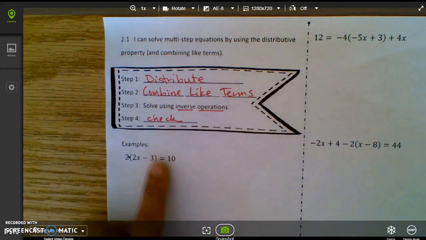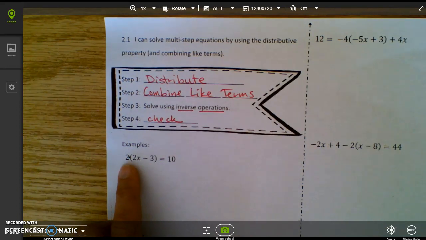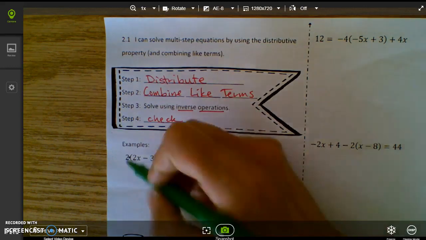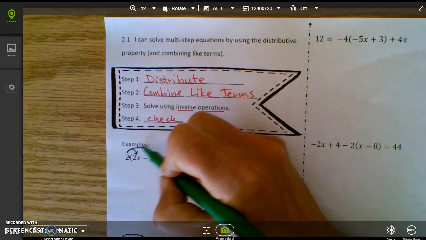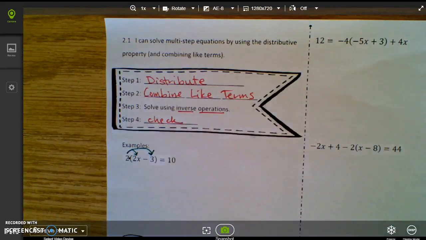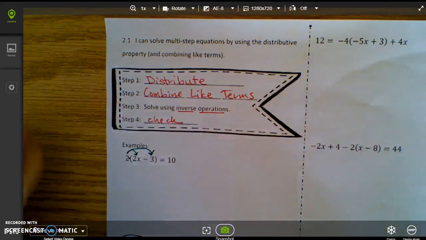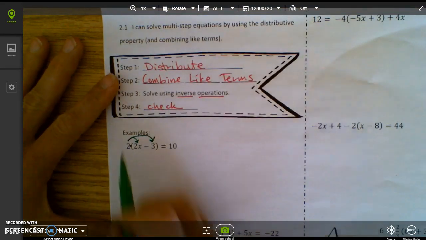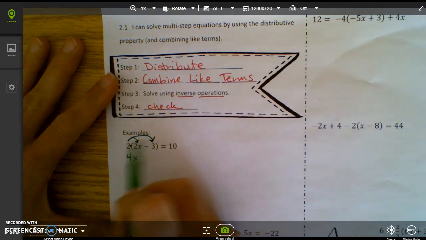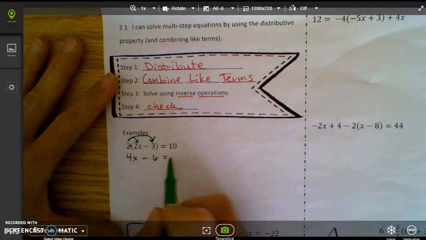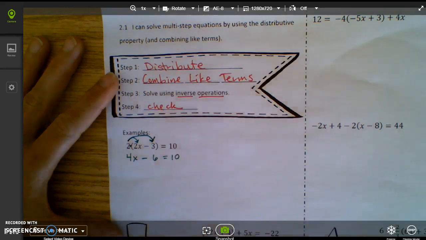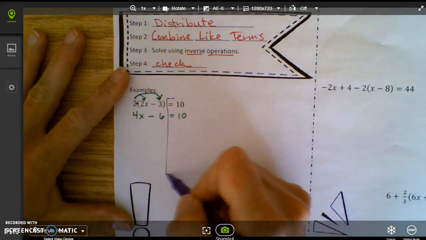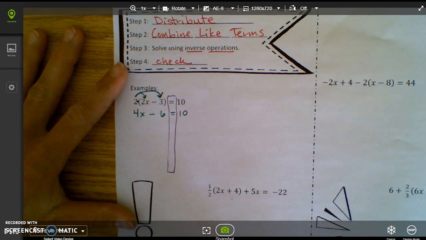So guys, for your first example, the way it was written to you didn't have this raised dot. I put the raised dot to remind us that we are going to distribute using multiplication the number that is on the outside of the parentheses to the number that's on the inside. So remember, you can draw arrows to help you make sure that you're distributing properly. So guys, when we do this, 2 times 2x is 4x, 2 times negative 3 is negative 6, and we bring down our equal sign and our 10. Some of you prefer using a locker, and that locker is going to help you stay organized between your two sides, so I would recommend that.